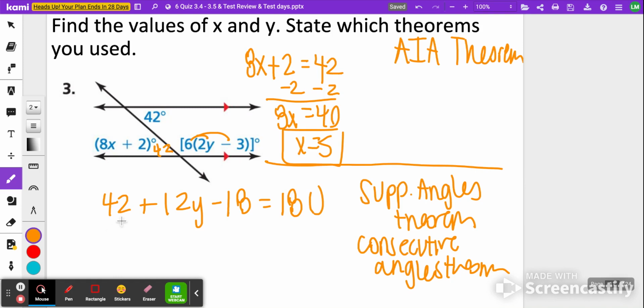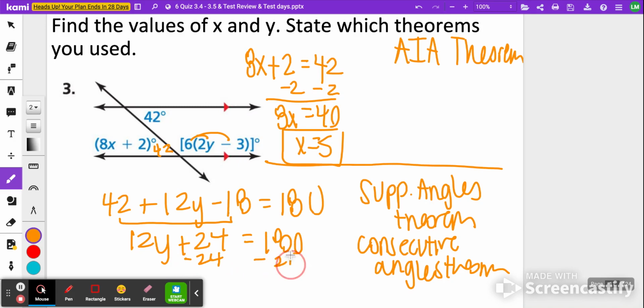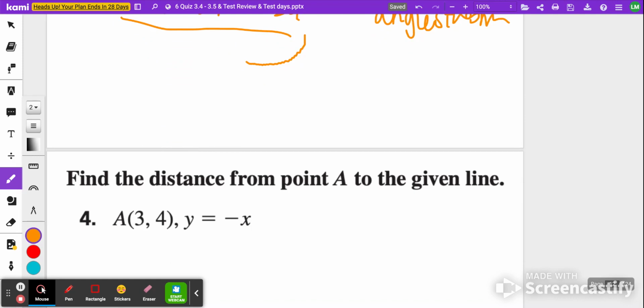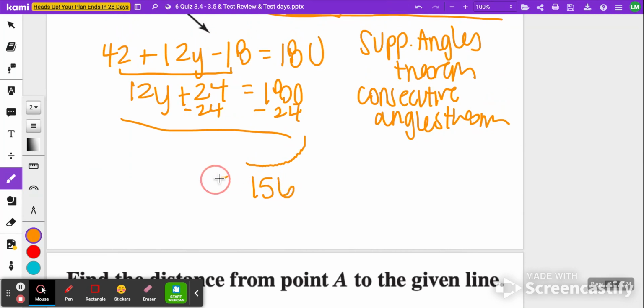So to solve this, I put together 42 minus 18 first. 42 minus 18 gives us 24. So now I'm going to have 12y plus 24 is equal to 180. Then I'm going to subtract this 24 from both sides. 180 minus 24 is going to give me 156. And then dividing both sides by 12, y is equal to 13.